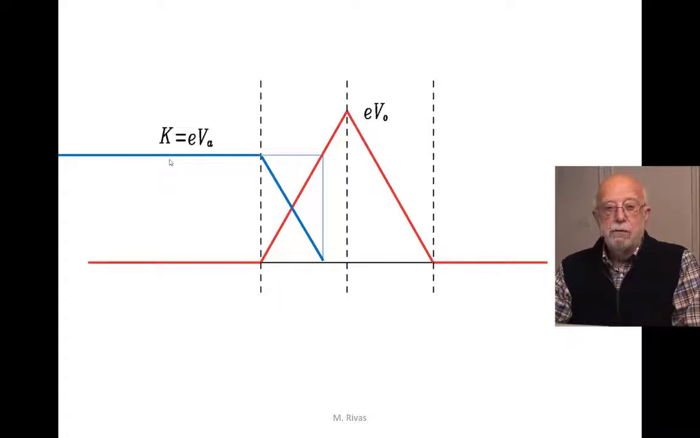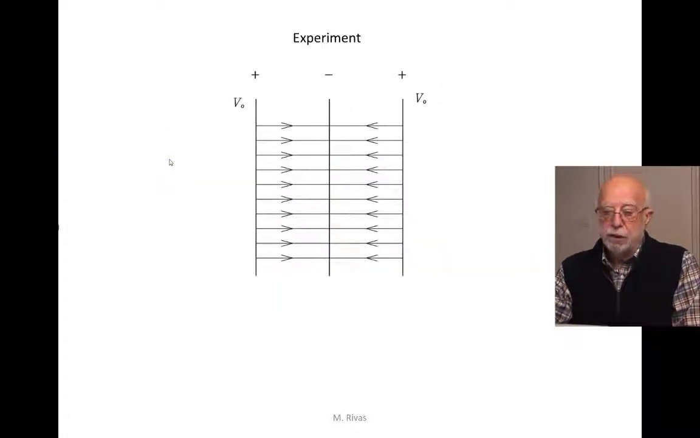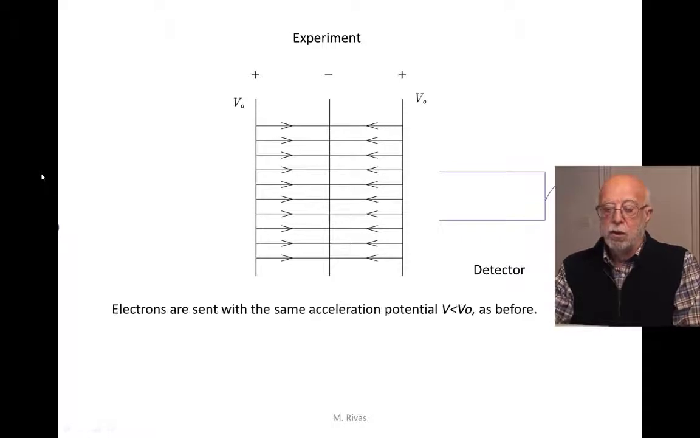Well, let us perform the experiment. The experiment will be this. We have the three plates. We locate on the right-hand side an electron detector and accelerate electrons with the same acceleration potential VA below V0 and send them to this potential barrier. What we see is something like this. The electron is repelled. In general, electrons are repelled. They never cross, in general, this barrier.